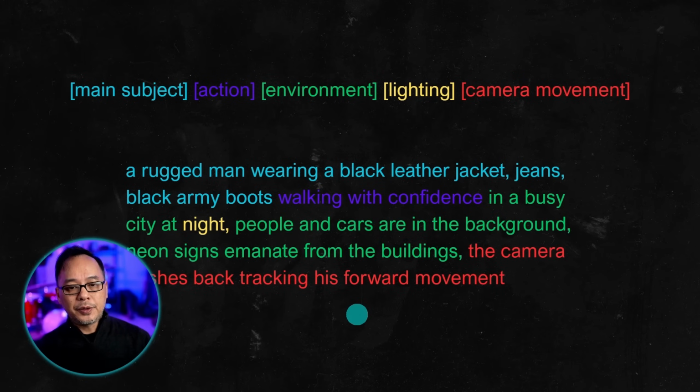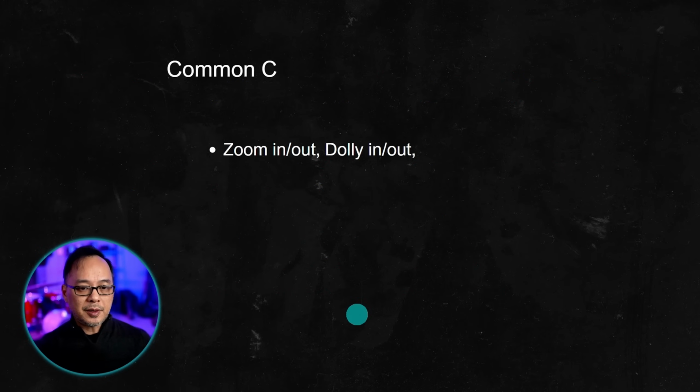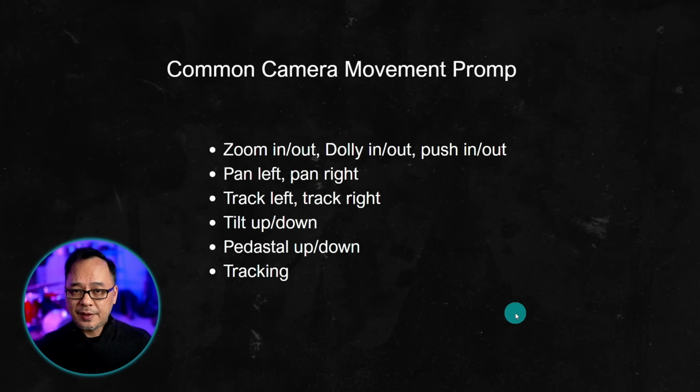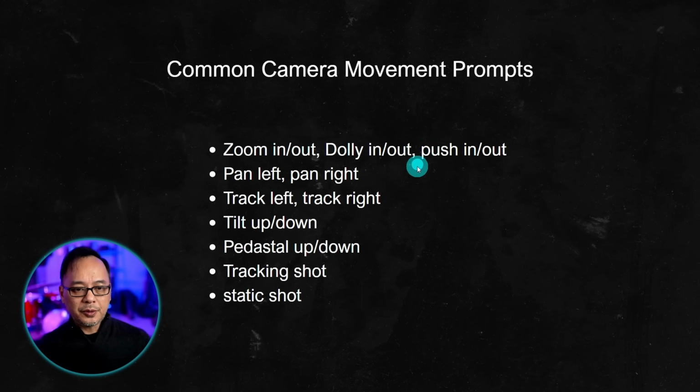And I'm going to walk you through a few of these. I'm going to put on the screen some of these examples. Zoom in and out, dolly in and out, push in and out. They're all very similar movements. Then you have pan left and right, which is basically staying in one spot, but moving the camera from left to right in one spot. Whereas track left and track right follows from left to right. It's also known as truck left, truck right.